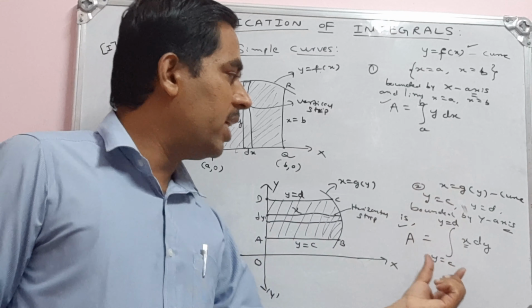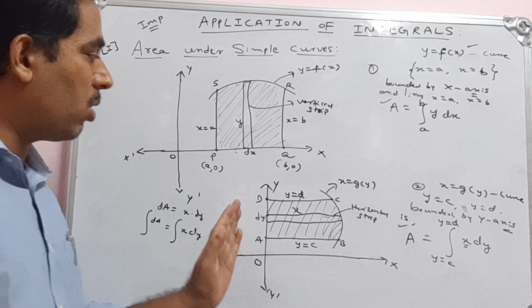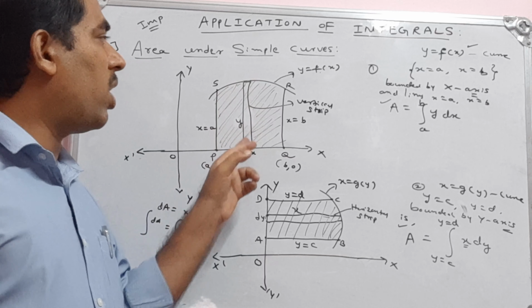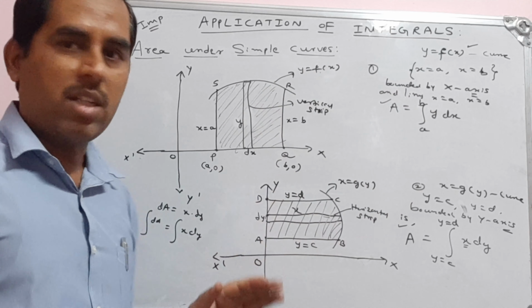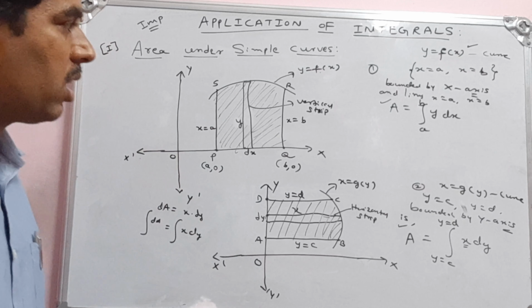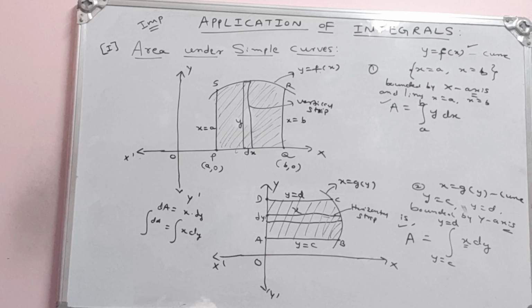Whenever we calculate the area under simple curves, we have to draw a rough sketch. After drawing a rough sketch, we have to be careful about the limits of integration. Afterwards, we have to decide whether it is bounded by the x-axis or the y-axis. So if we consider a vertical strip, it is the integration of y dx. If we consider a horizontal strip, it is bounded by the y-axis, and then it is the integration of x dy. These are the first two very important cases. I hope you can understand all these things.